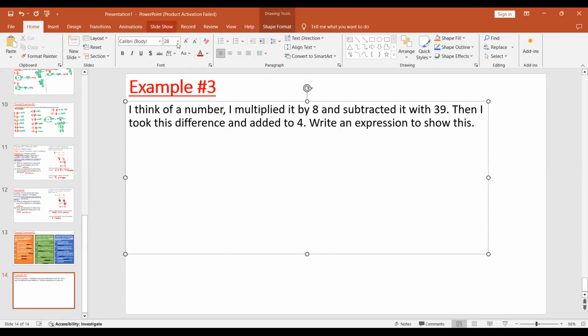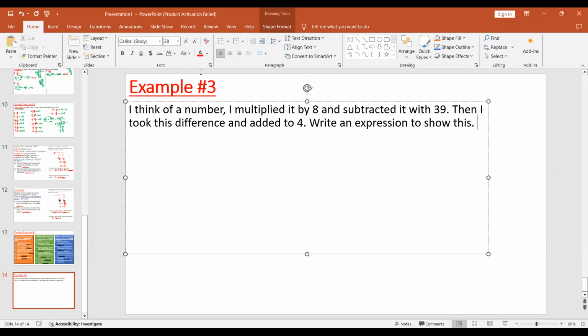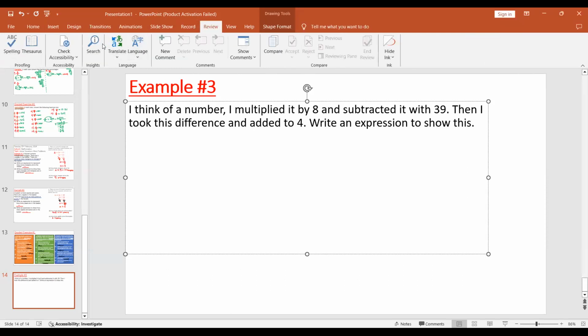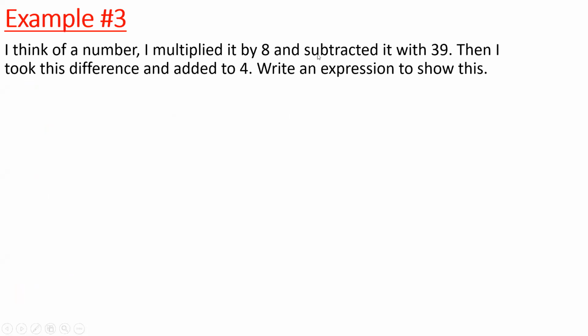All right, let me read it one more time. Let me stop the video. So I think of a number, right? I multiply it by 8 and subtract it with 39. Then I take this difference and add it to 4. Write an expression to show this. What I need you to do is put your answer inside the chat for me, please.